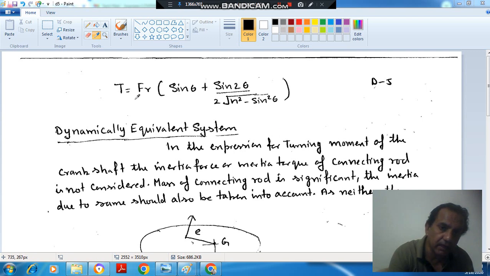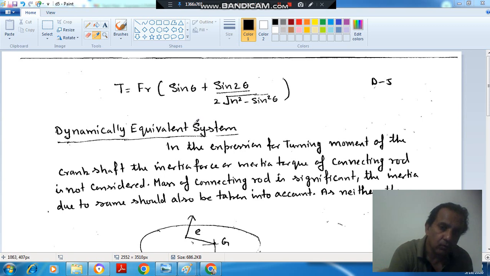That expression is T is equal to F r (sin theta plus sin 2 theta divided by 2 root n square minus sin square theta), where F is your piston effort, r is your crank radius, and theta is the displacement of the crank from top dead center, or angular displacement of the crank at any point. In this expression we haven't considered the mass of the connecting rod, and this will give a different result.